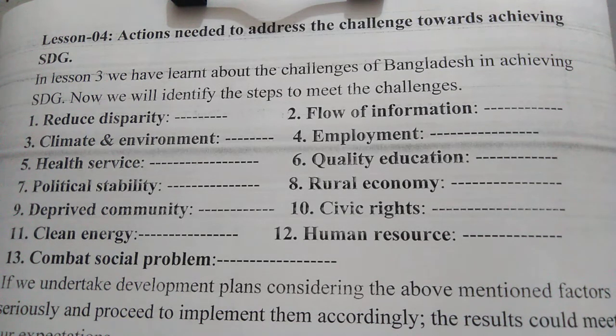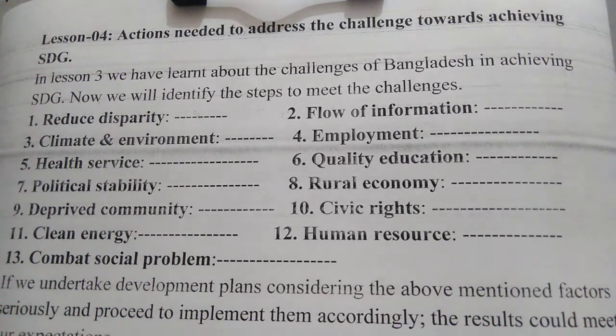Point 4, employment. We have to create employment opportunities for all, and thus we will ensure the reasonable supply of wealth to every person. Point 5, health service. We have to establish a standard health service system so that we can ensure healthy life and well-being for all. Healthcare service should be enhanced. Sanitation has to be given priority in our country if we want to succeed in achieving SDG.